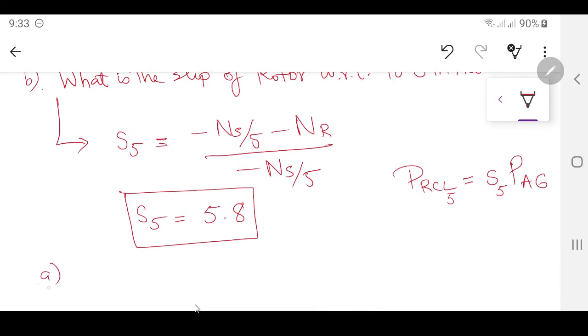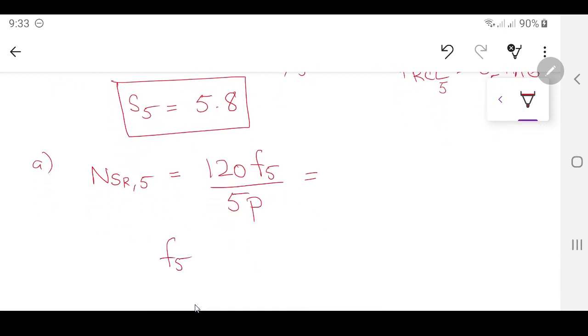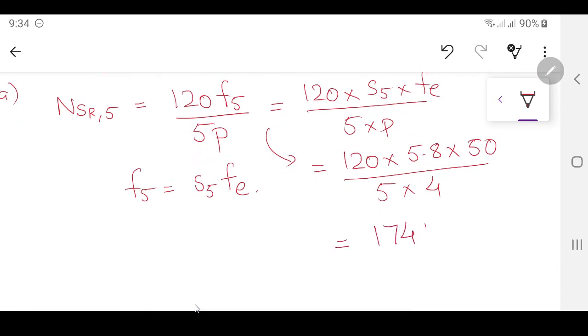Now coming on to the A part, because the A part is also asked over here. If you want to find out the simple thing, instead of remembering any formula, very simple, you need to find out NSR5, which means you are trying to find the fifth harmonic of the rotor MMF with respect to the rotor. So the formula was very simple, that was equal to 120 F5 divided by 5P. Now what was F5? If you remember, F5 over here would be equal to, if the B part was not asked to you, S5 into F electrical. Since S5 is already known to you, I just need to put in the values over here. So this will be equal to 120 into S5, which is 5.8, into the electrical frequency, which is 50, divided by 5 into 4. And if I just do the mathematics myself, this is equal to 740 rpm.